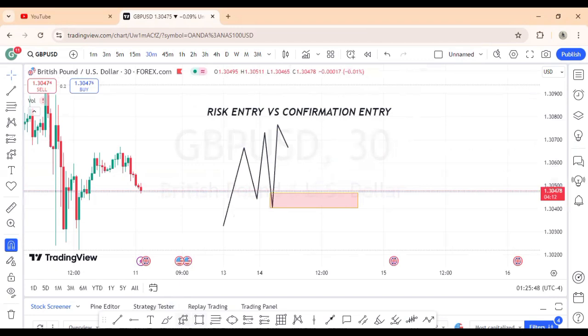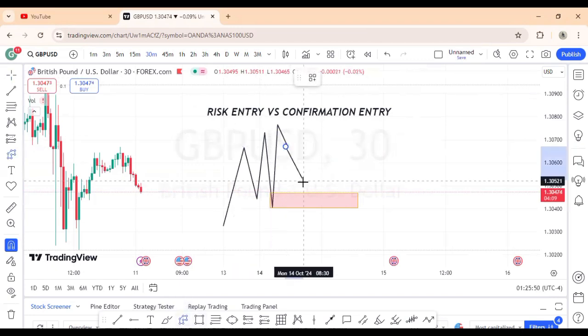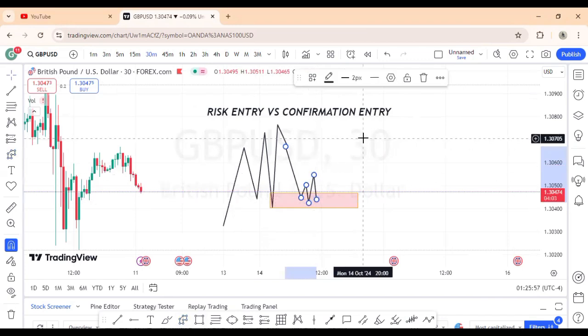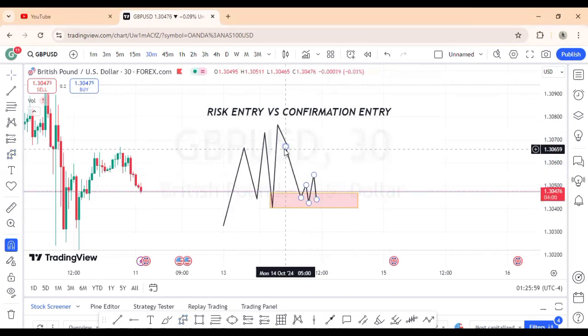You would wait for price to come to your entry and then give you some kind of market structure break. Now, this acts as confirmation, right? If you are a confirmation entry trader, right? You're not taking your trade directly on the order block.